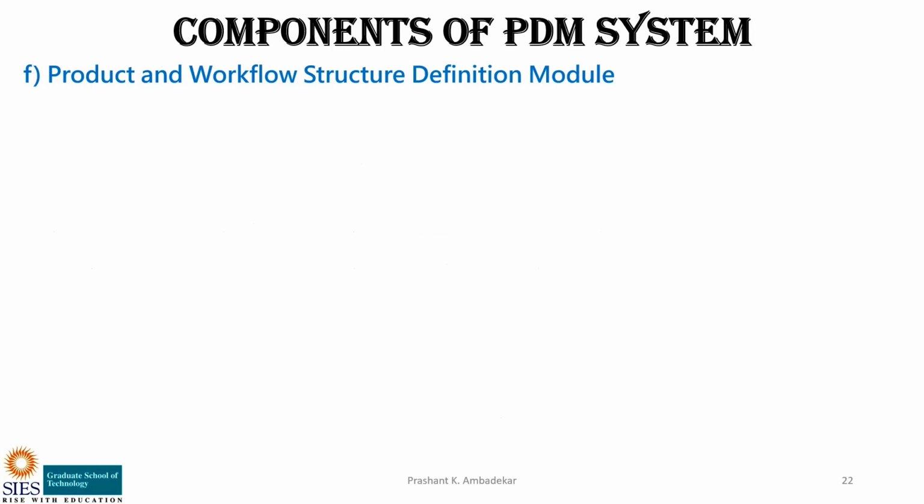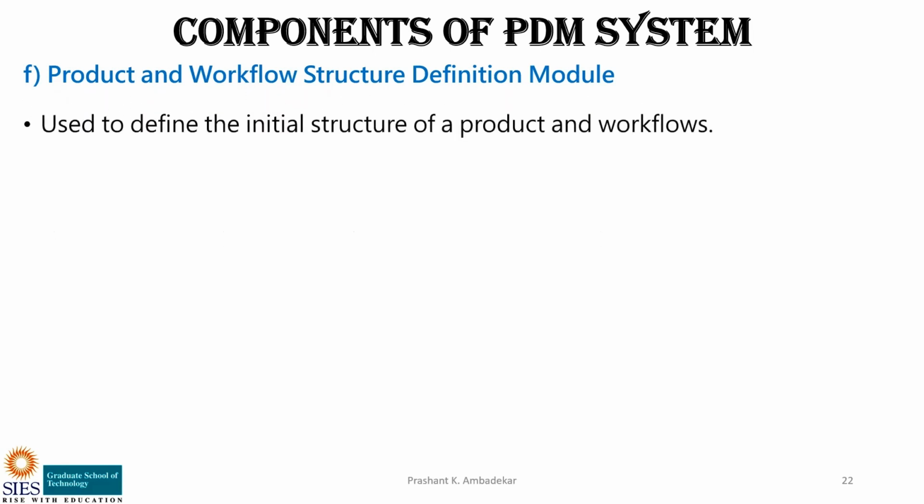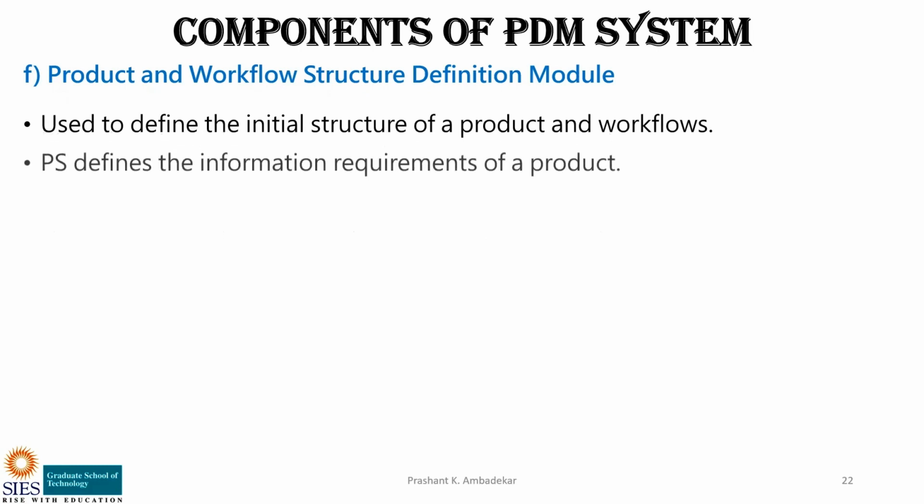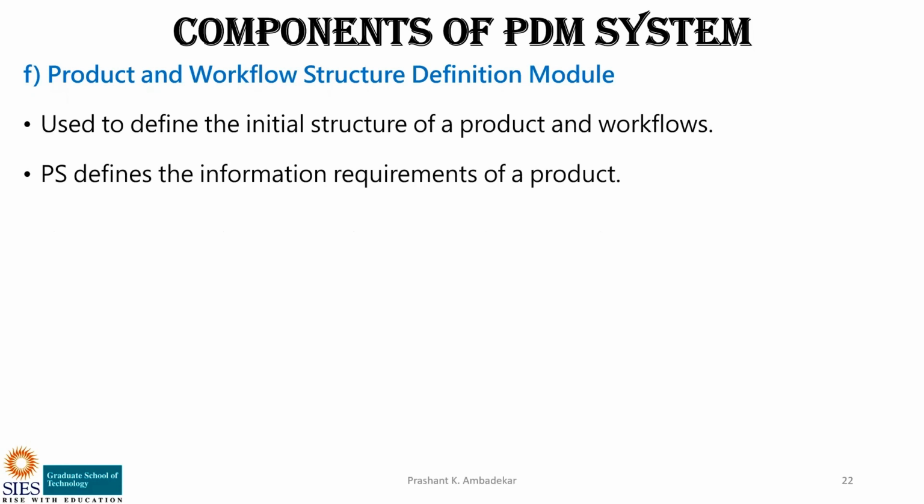Then the next component of PDM system is the product and workflow structure definition module. This product and workflow definition module is used to define the initial structure of the product and also defines the workflow of the product. The product structure defines the information requirement of a product through its life cycle.